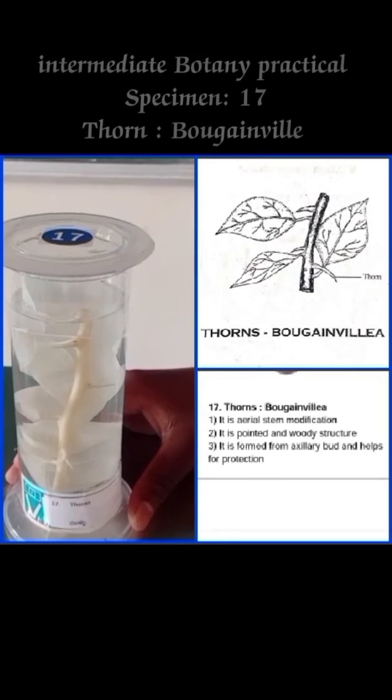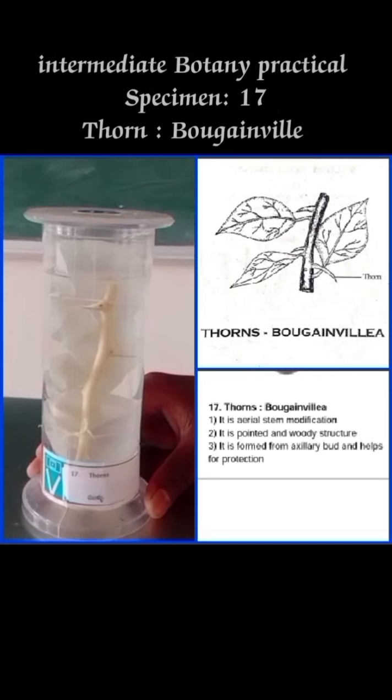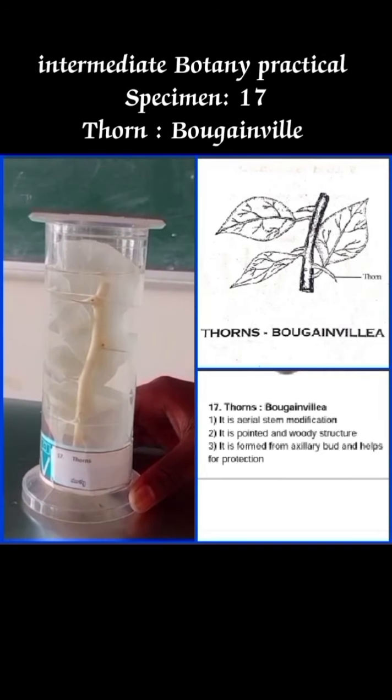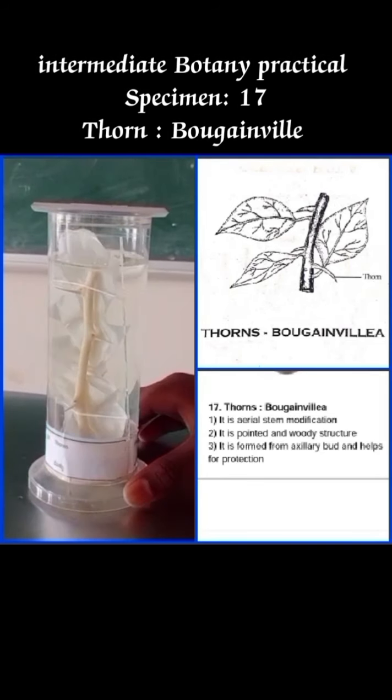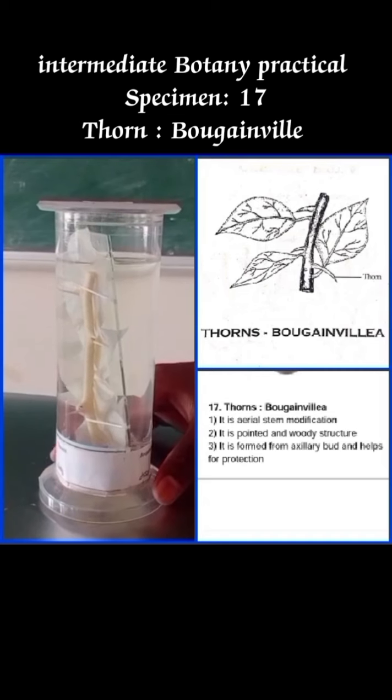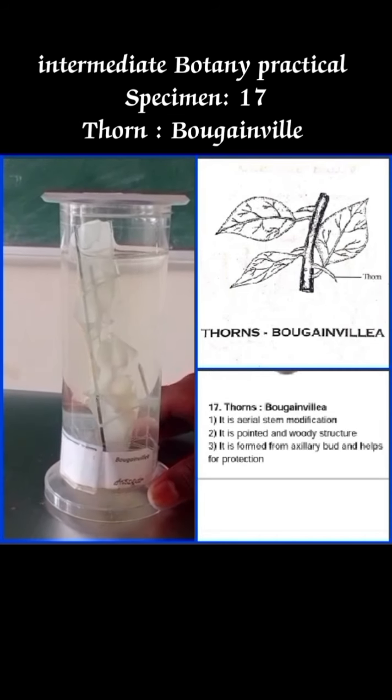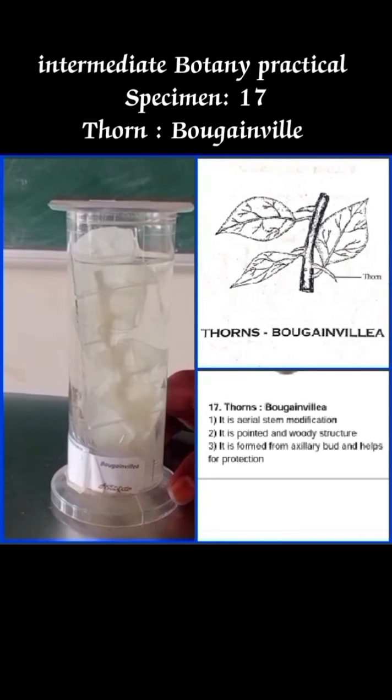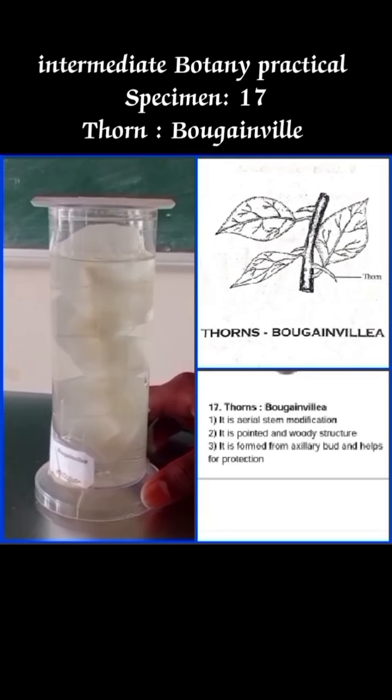Number 17 specimen, thorns, Bougainvillea. It is an aerial stem modification. It is a pointed and woody structure. It is formed from axillary bud and helps for protection.